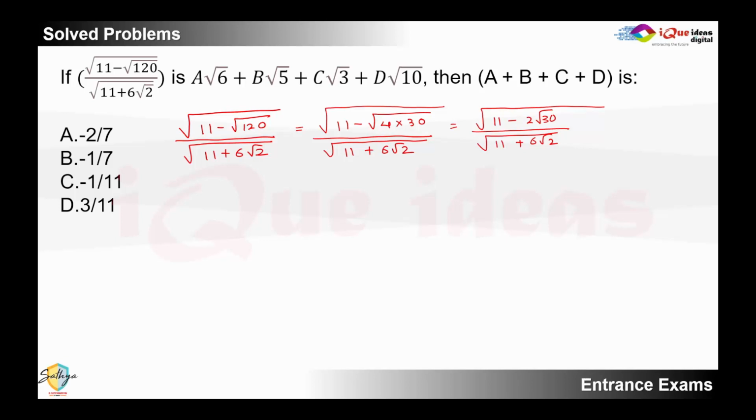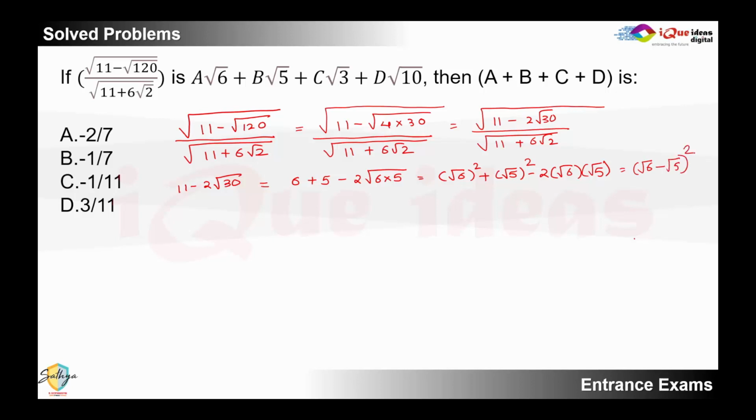Let's take a look at the numerator. 11 minus 2 root 30. If I can bring it in the form of a plus b the whole square, that would be interesting. So, I can split 30 as 6 into 5. So, this thing can be written as 6 plus 5 minus 2 into root of 6 into 5, which will be equal to root of 6 square plus root of 5 square minus 2 into root of 6 into root of 5, which ultimately can be written as root 6 minus root 5 the whole square.